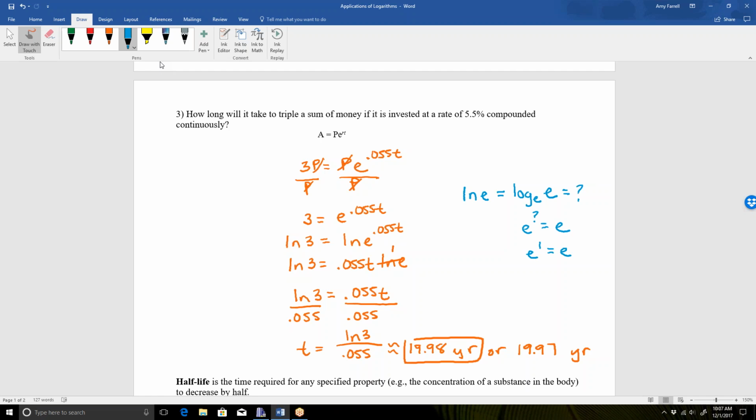So I'm trying to show you why the natural log of e is equal to 1. Hopefully this helps to see why the natural log of e is equal to 1.